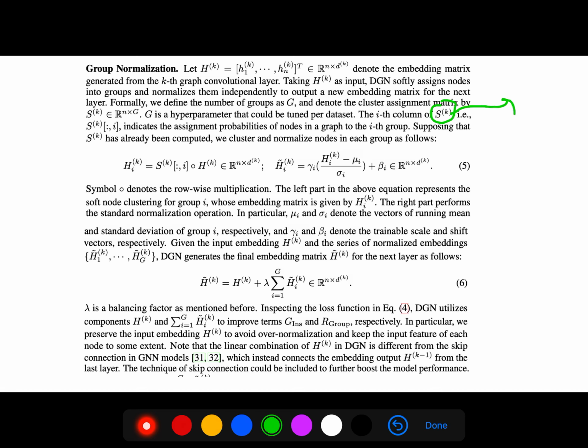Oh, this reminds me of the cluster assignment in hierarchical graph pooling. You see, all of them are with the same spirit. And using that, we go from H to H sub i, and then we cluster and normalize nodes in each group. Of course, in hierarchical graph pooling, we don't have this normalization, so you can write a paper and talk about this, because this part is very important.